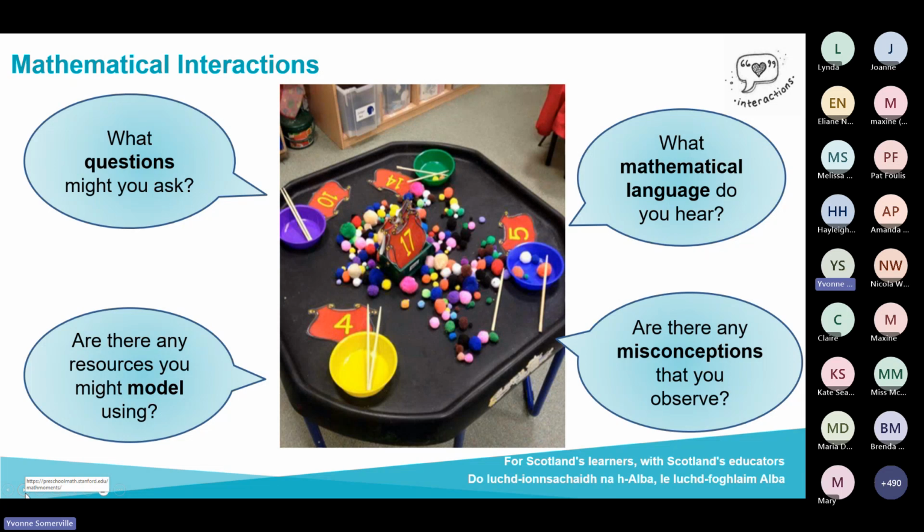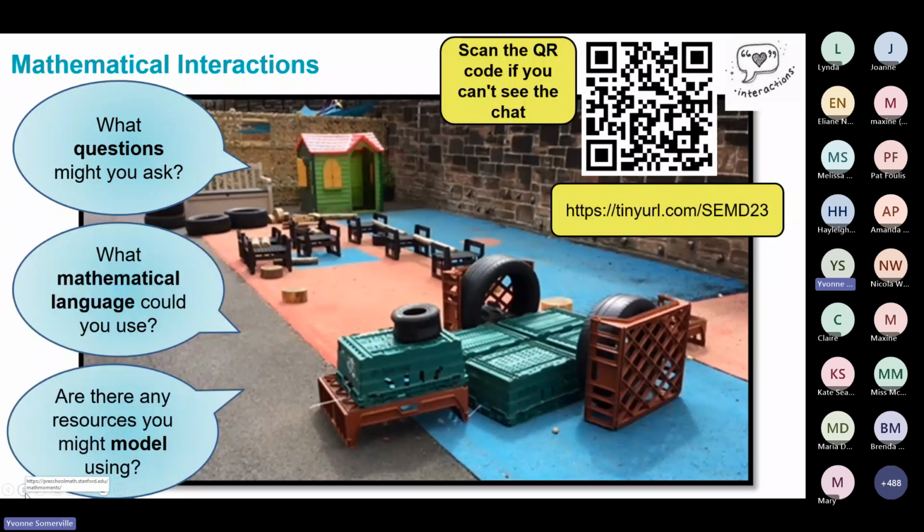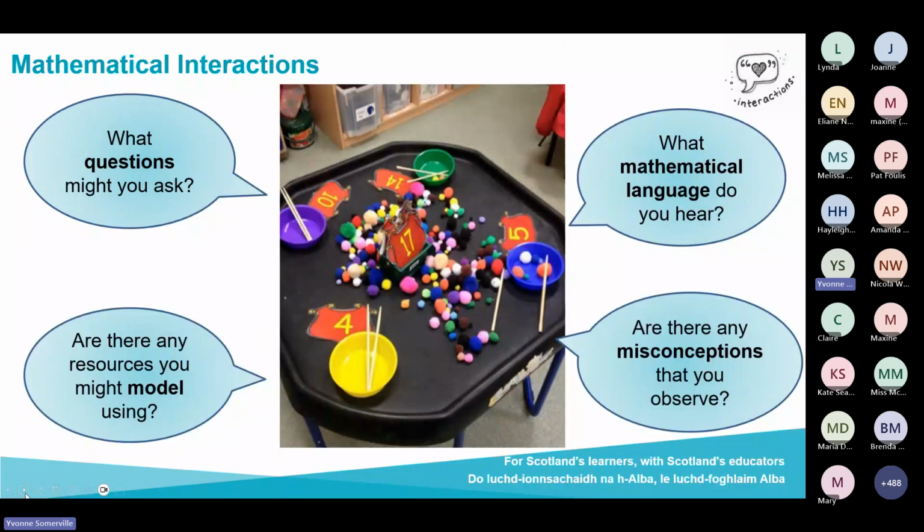But actually, through the interactions, the staff began to notice that children were counting the pom-poms. So they were using language like, I've got more, or you've got the most, or I've got lots and none. It was also noted through one of the observations that there was a misconception around the conservation of number.